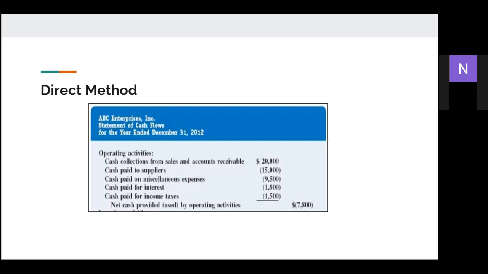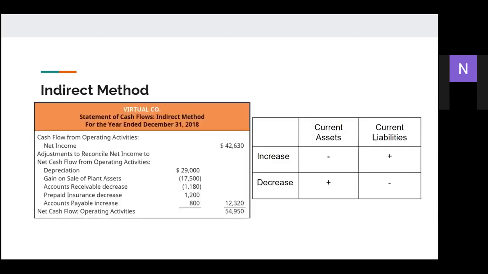So next slide. And meron pala akong nakalimutan. Masasabi natin siya na net cash provided kapag positive yung total. And kapag negative naman, it's net cash used. So next is the indirect method.